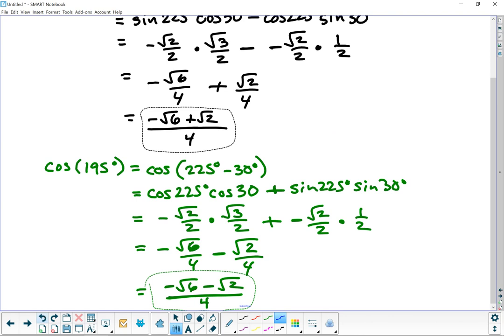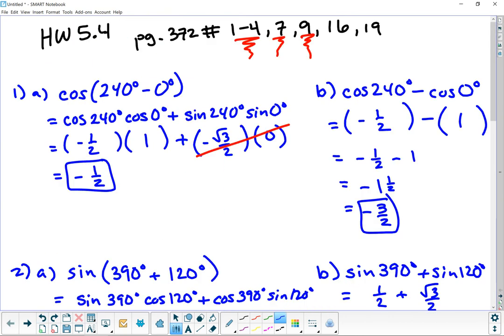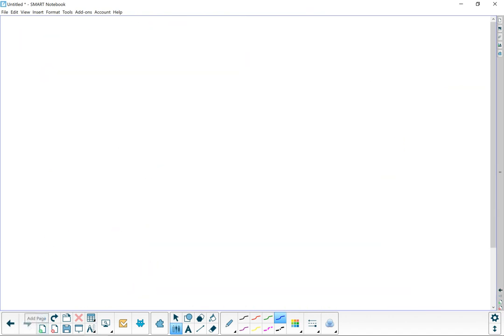Okay. All right, that's 9, 16, and 19. Okay, so 16. 16 is, let's see, 15 degrees. I think we've done this in class, right? But you got to figure out how to make 15 degrees, right? And I think we did in class. I think we did 45 degrees minus 30 degrees.